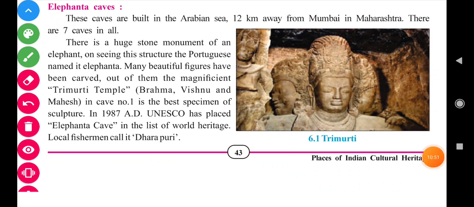Then after, Elephanta caves. These caves are also built in Arabian Sea, 12 km away from Mumbai in Maharashtra. So all these caves, Ajanta, Ellora and Elephanta, are located in the Maharashtra. There are 7 caves in all. So there are total 7 caves in the Elephanta.